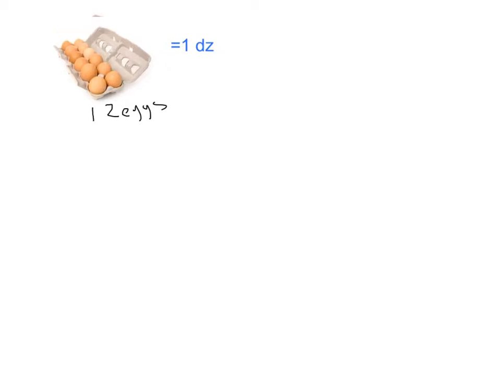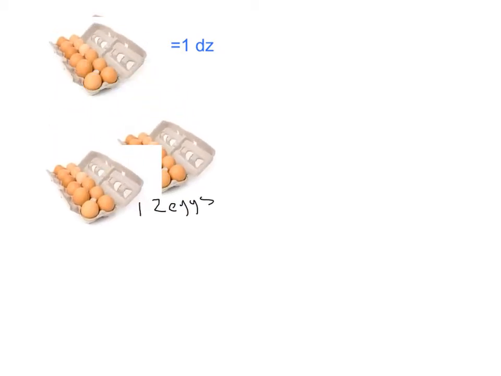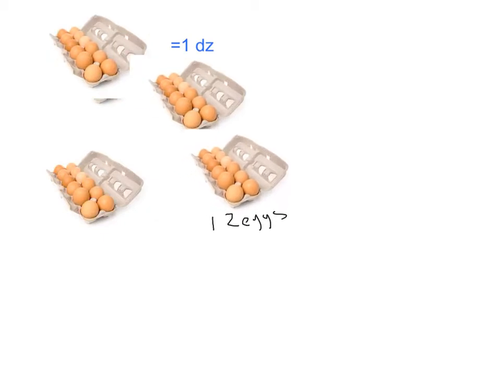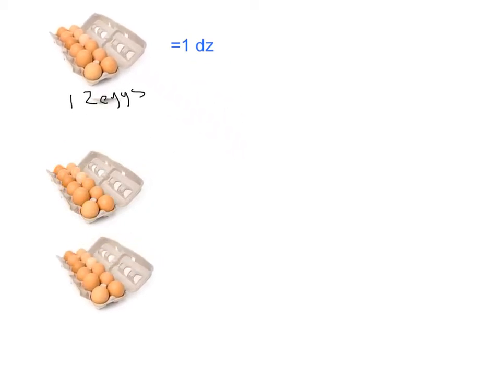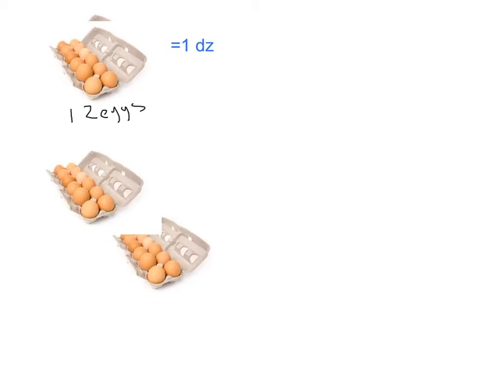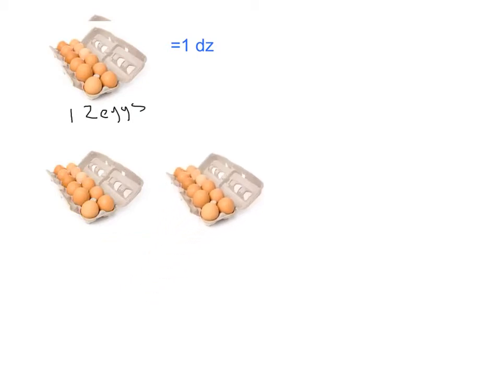eggs. So if we come up and ask someone how many eggs are in 2 dozen, you can either sit there and count them, or we can do some stoichiometry math. So let's demonstrate the stoichiometry math here. We want to know how many eggs equals 2 dozen.